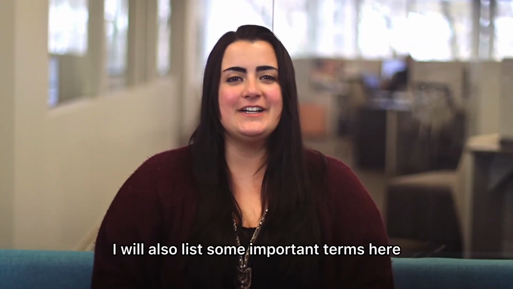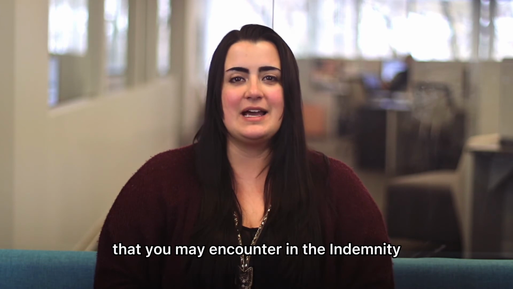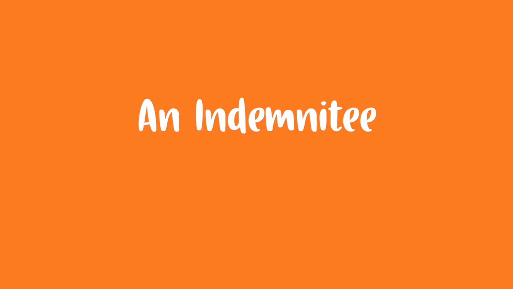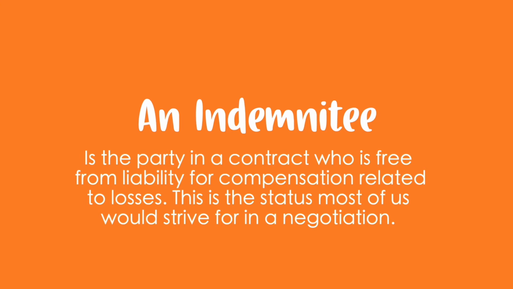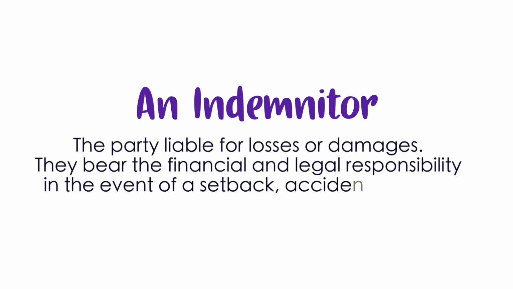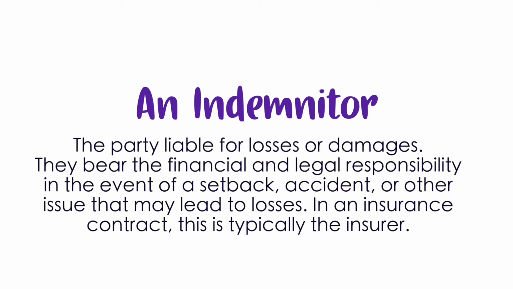I will also list some important terms here that you may encounter in the indemnification process. And indemnitee, when it's spelled with two E's instead of a Y at the end, is the party in a contract who is free from liability for compensation related to losses. This is the status most of us would strive for in a negotiation. The indemnitor is the party liable for losses or damages. They bear the financial and legal responsibility in the event of a setback, accident, or other issue that may lead to losses. In an insurance contract, this is typically the insurer.